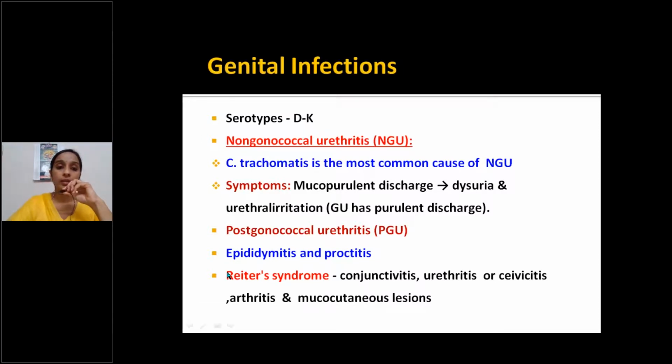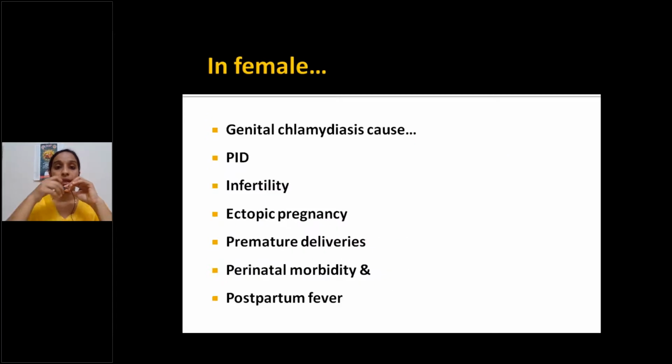Another important syndrome caused by Chlamydia trachomatis is Reiter's syndrome. Reiter's syndrome is a triad of three conditions. One is conjunctivitis. Second is urethritis in males, or cervicitis in females. Third is arthritis. This triad of three conditions is collectively called Reiter's syndrome. Sometimes we can also identify mucocutaneous lesions. In addition, in females, genital chlamydiasis causes pelvic inflammatory disease, infertility, ectopic pregnancy, premature deliveries, postpartum fever, and perinatal morbidity. All these are the different complications in females because of Chlamydia trachomatis.